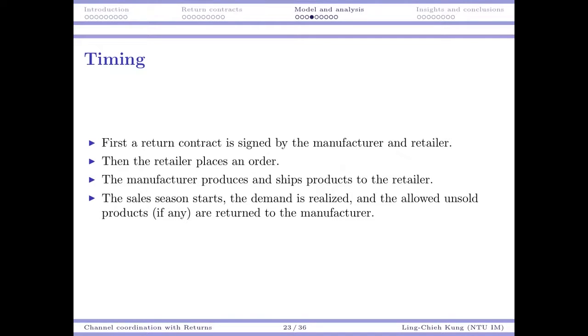So we're going to assume at the first stage, a return contract is signed. And then the retailer must decide an order quantity. And then the manufacturer will make the production and deliver the products to the retailer. The retailer then sells to the uncertain demand after the demand is realized. And if there is any unsold product, the allowed unsold products will be returned to the manufacturer. That's the timeline of this problem.